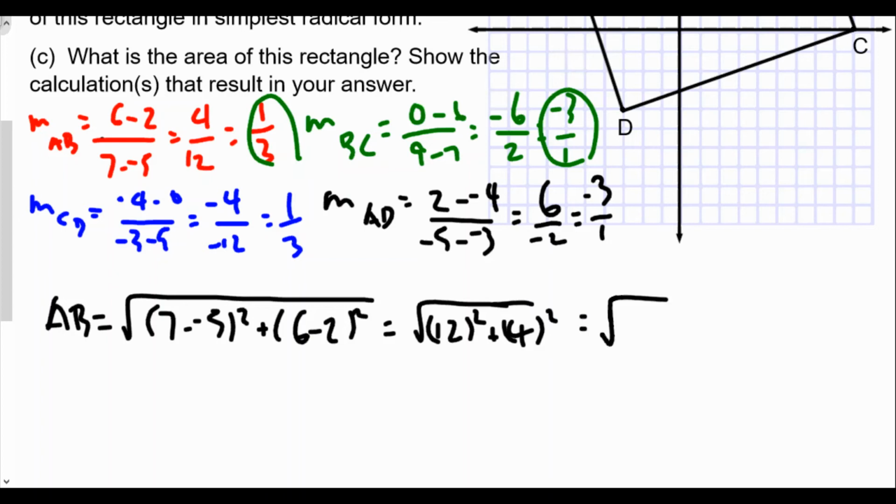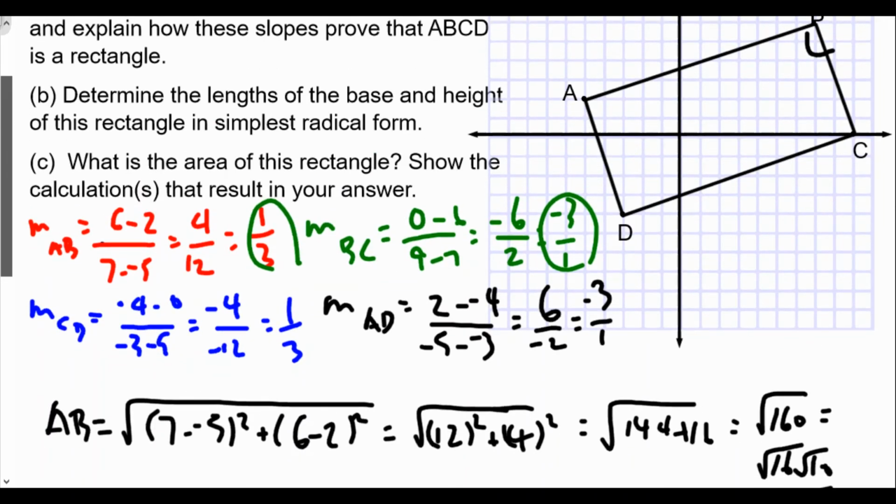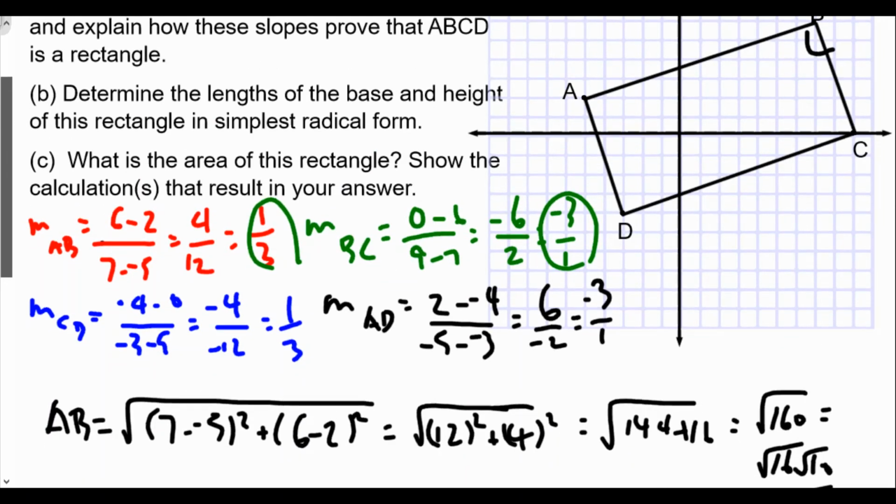And that's going to be the square root of 144 plus 16, which is 160. Now, in simplest form, this will be the square root of 16 times the square root of 10, or 4 square root of 10. So I'm going to call that AB, the length. And so this will be 4 square root of 10.